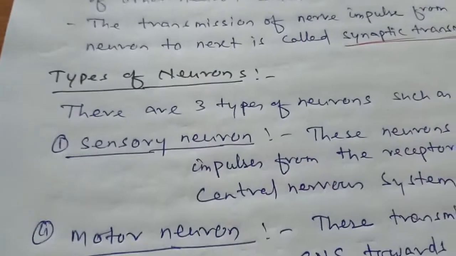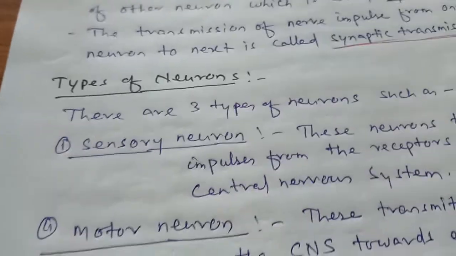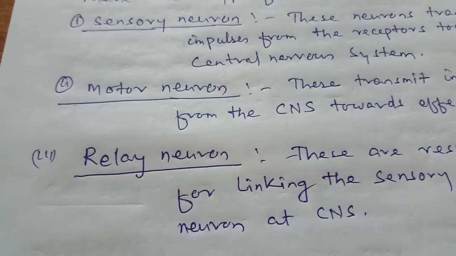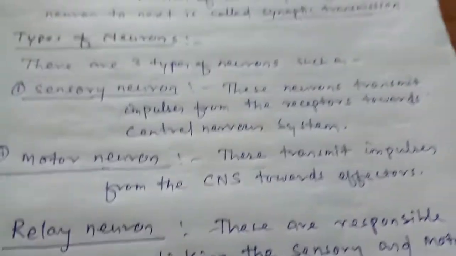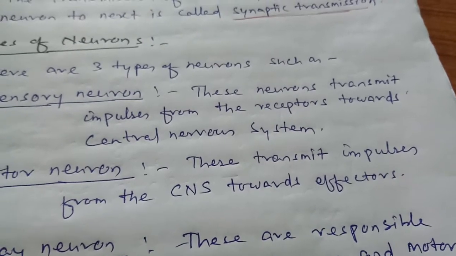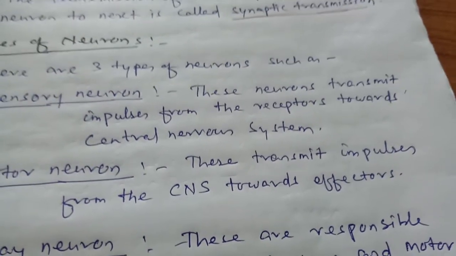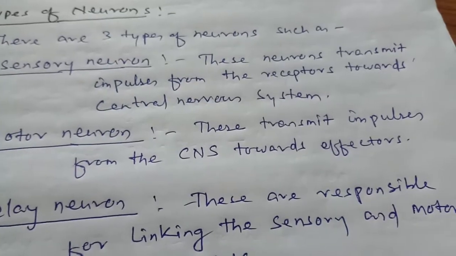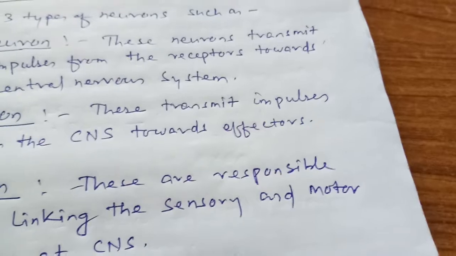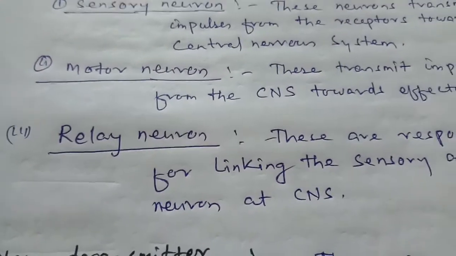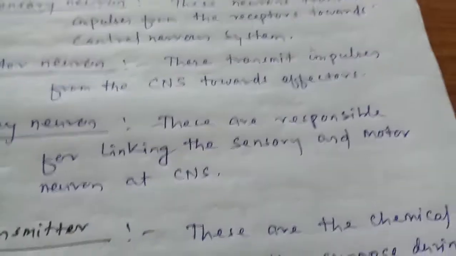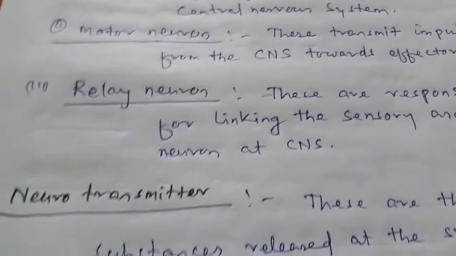Now students, types of neurons. There are three types of neurons: sensory neurons, motor neurons, and relay neurons. The function of sensory neurons: they carry impulses from the receptors and send them towards the central nervous system. Motor neurons carry impulses from the central nervous system towards effectors. And relay neurons only link sensory neurons and motor neurons in the central nervous system.